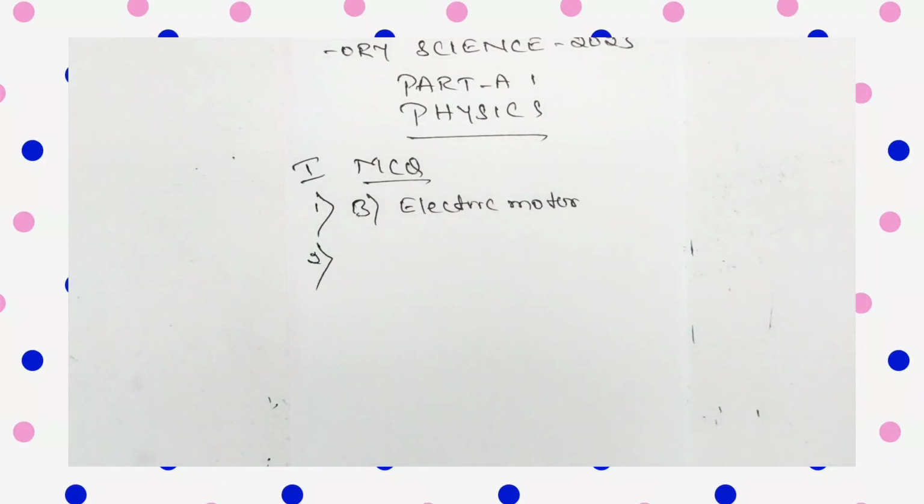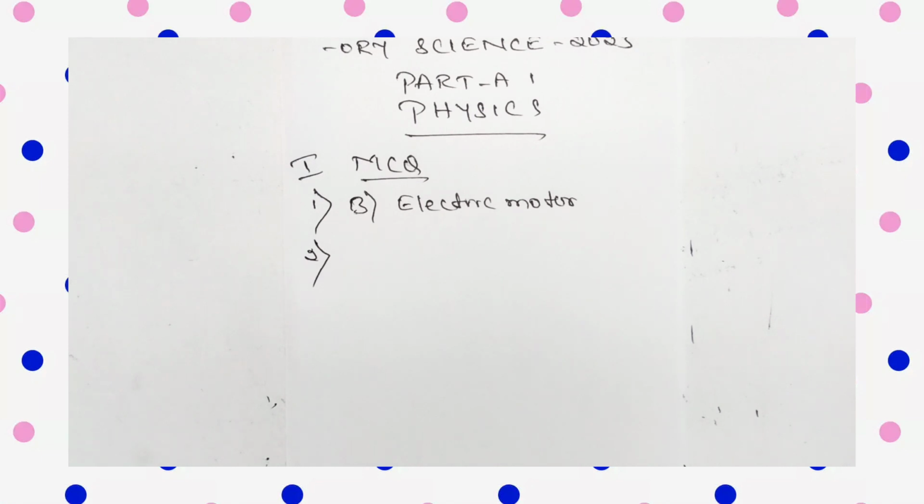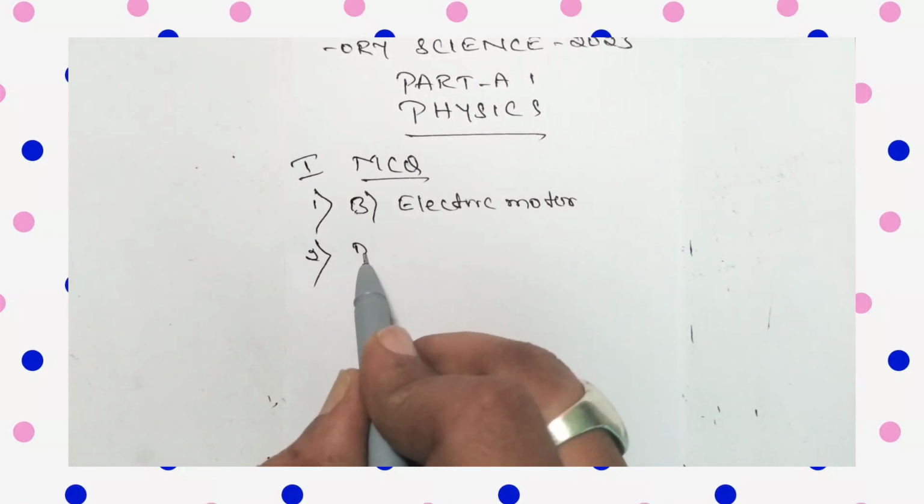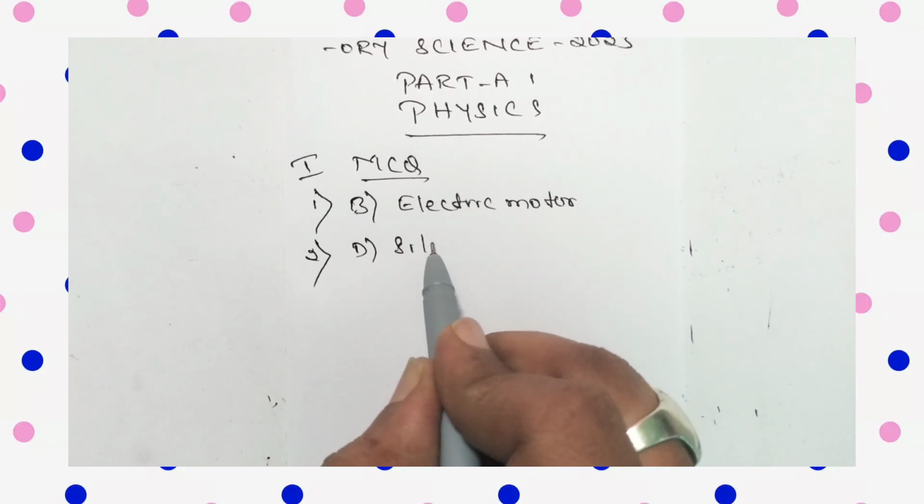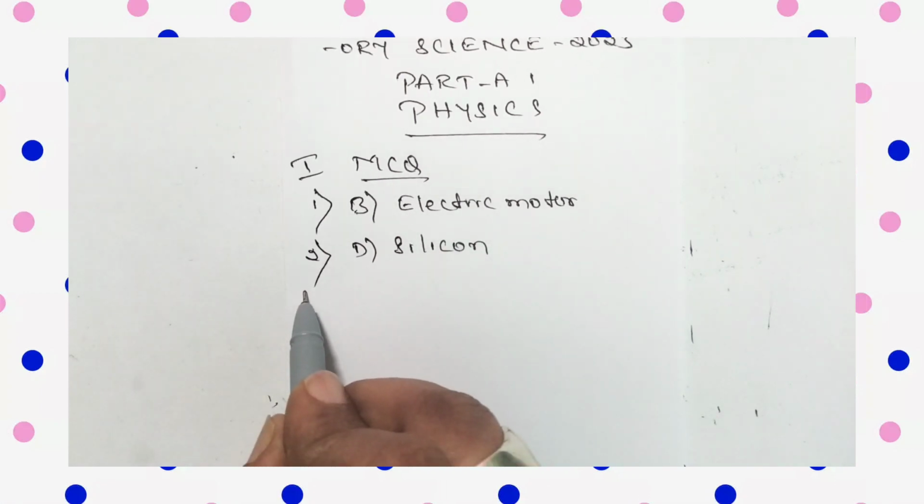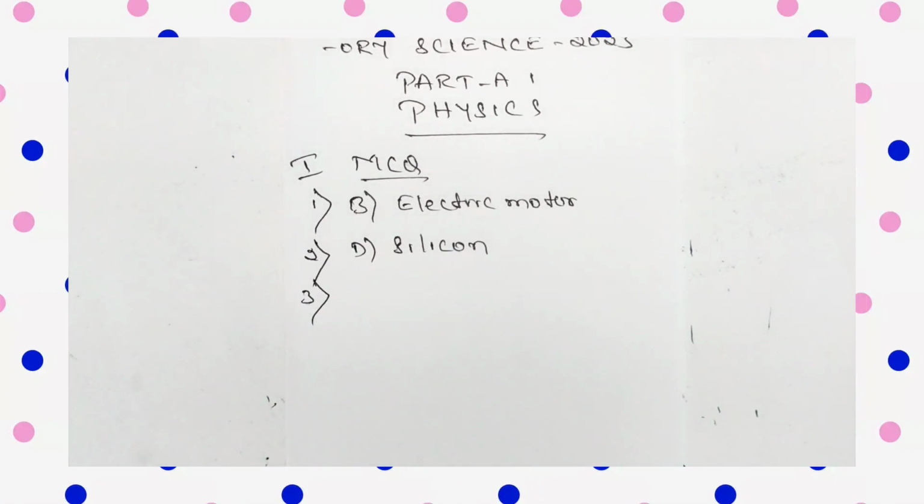Then the second MCQ question is: the element used in making solar cell is iron, zinc, oxygen, silicon. The right answer is option D, silicon. So silicon is used in making solar cells.